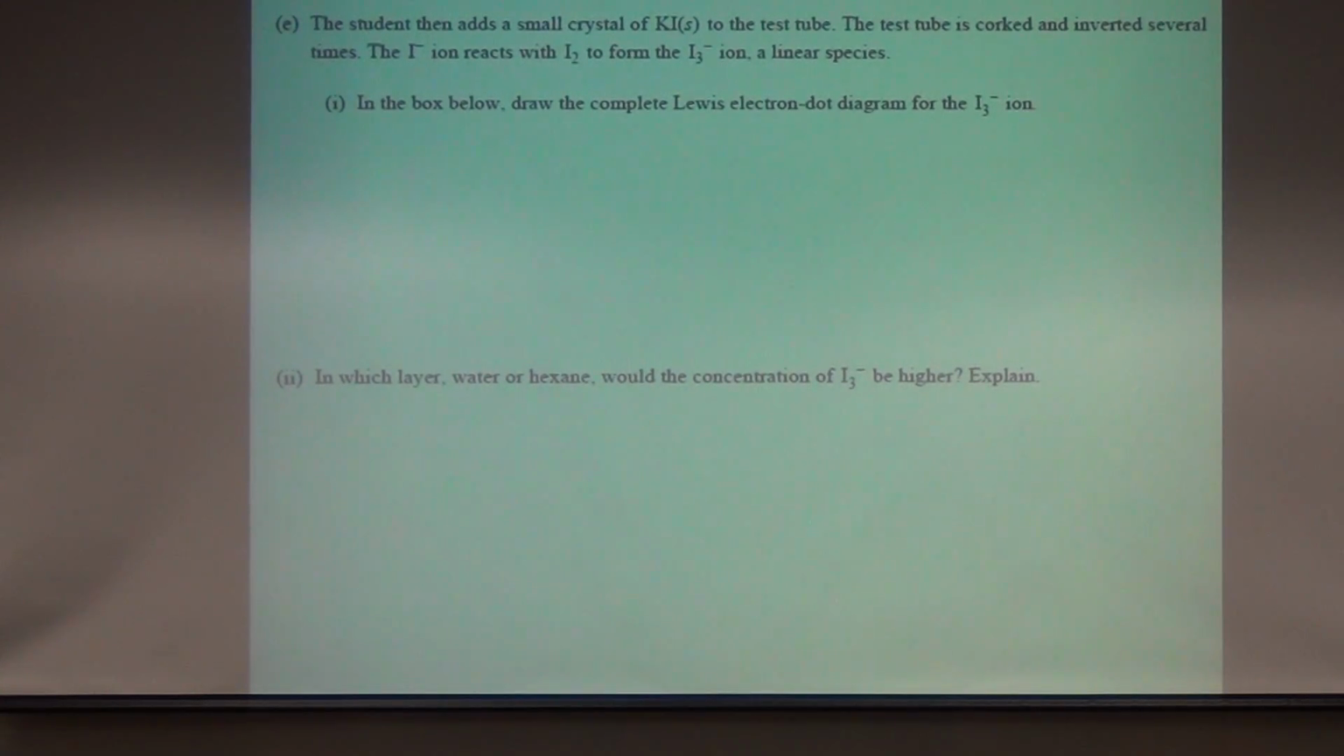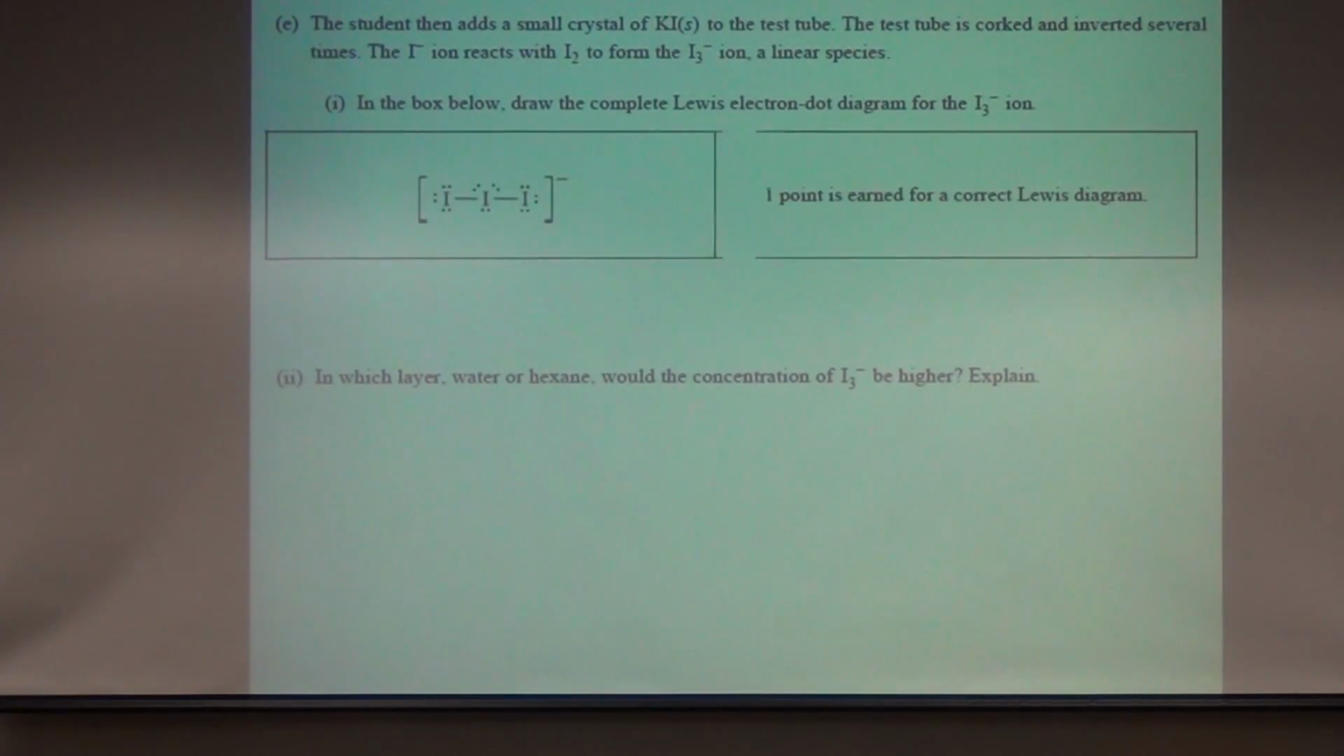The I minus ion reacts with I2 to form I3 minus ion, a linear species. In the box below, draw the complete Lewis dot diagram. Hopefully you did that. Is there any double bonds? No. How would you have known how to do this? Guys, I is 7. 7 times 3 is 21, plus 1 is 22. If you just drew it all with single bonds, you would have had 20. Oh shoot, I need 22, so you should put another 2 dots on the top.